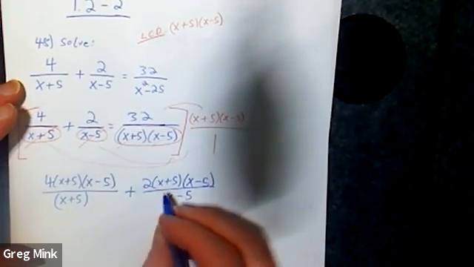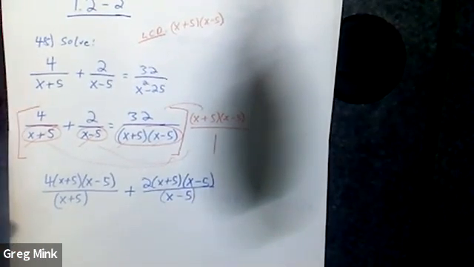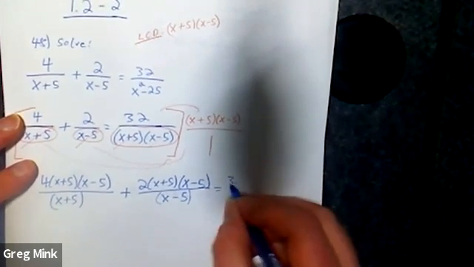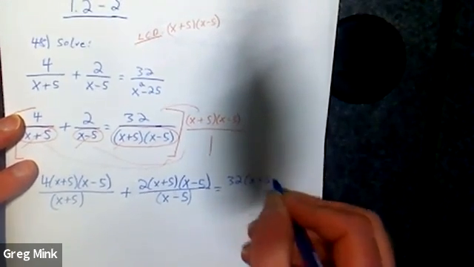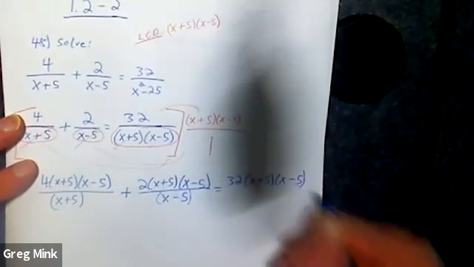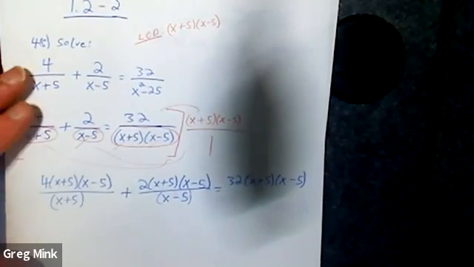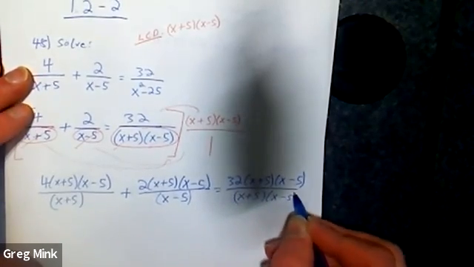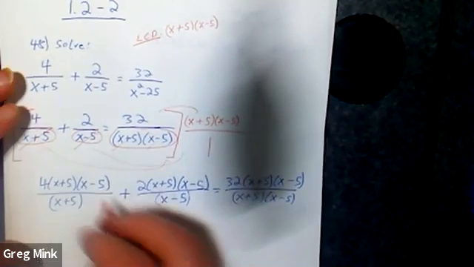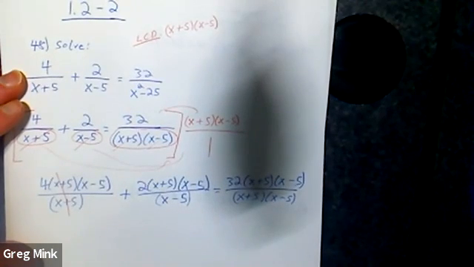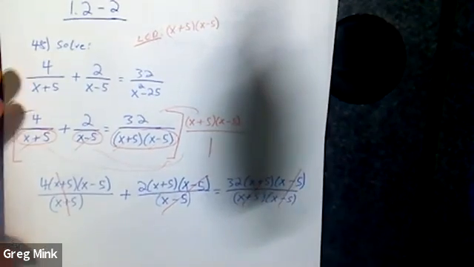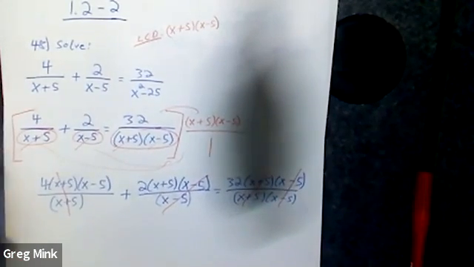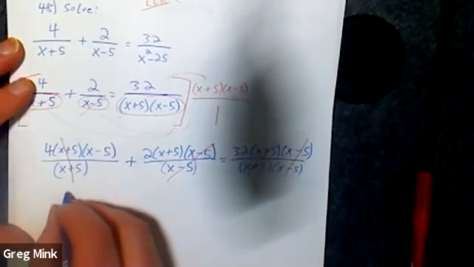Once again, you might be able to see what's going to happen. This sort of makes it a little more obvious to see. And finally, that's equal to 32 times x plus 5, x minus 5. Sorry, I got a little bit of a shadow there. I think you can see, though. Over x plus 5, x minus 5. And here's the cool part. Very satisfying, right? This reduces to 1 over 1. That reduces to 1 over 1. And these all reduce.